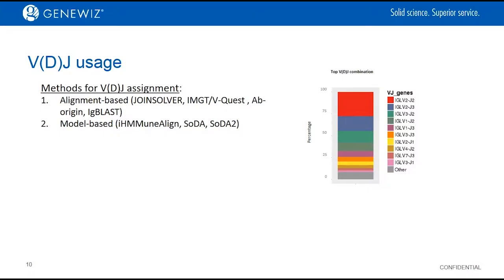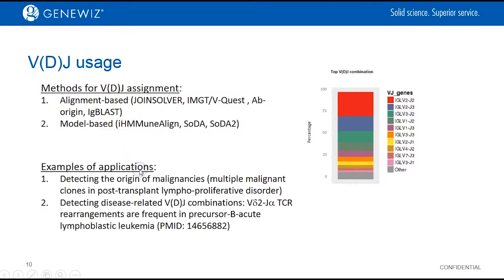The next analysis we are going to discuss is identifying the germline genes involved in immunoglobulin rearrangement. The methods for VDJ assignment can be divided into two main classes. One is alignment-based and another is model-based. Here you see the examples of applications of this analysis.